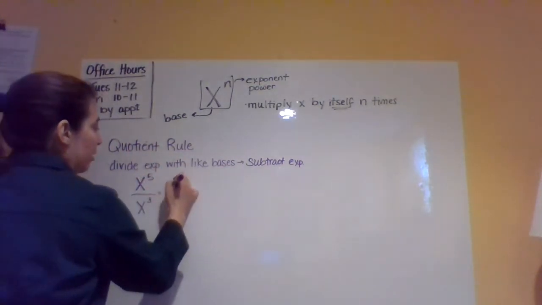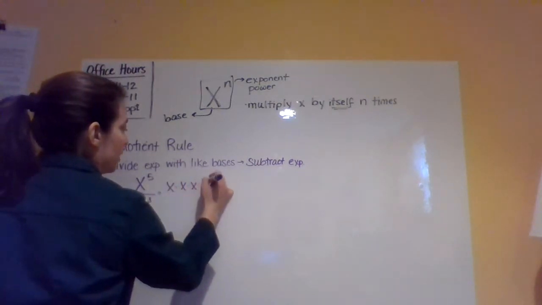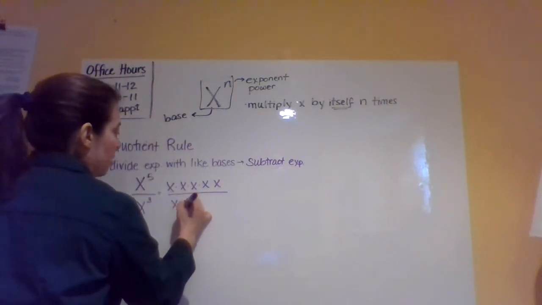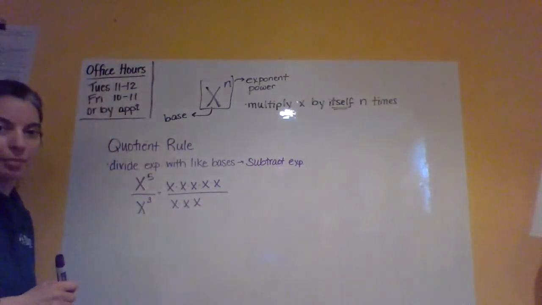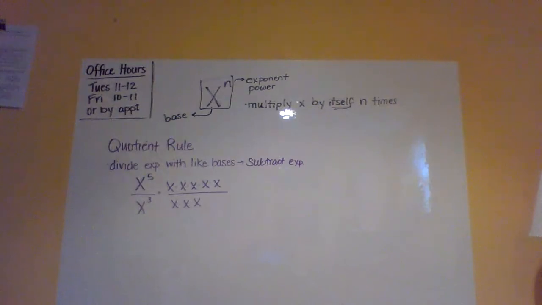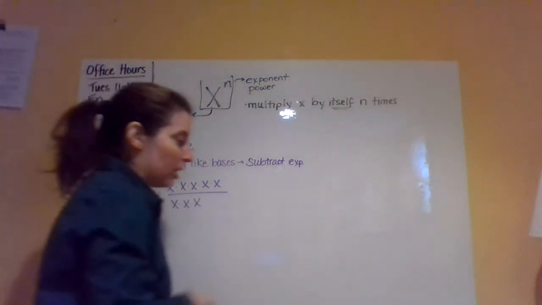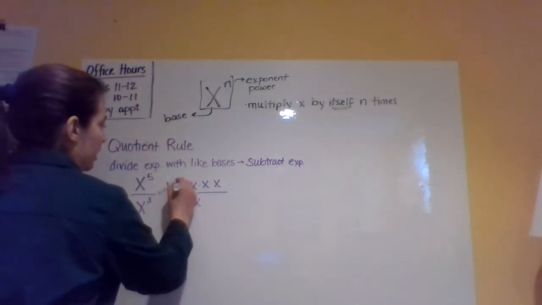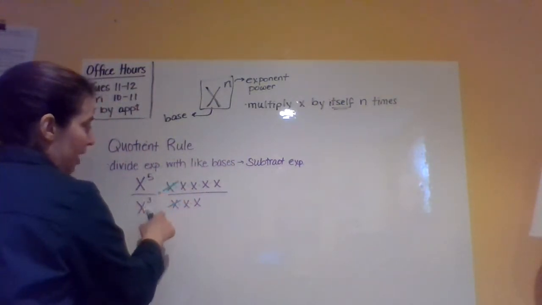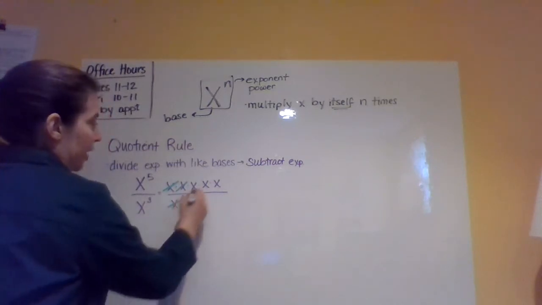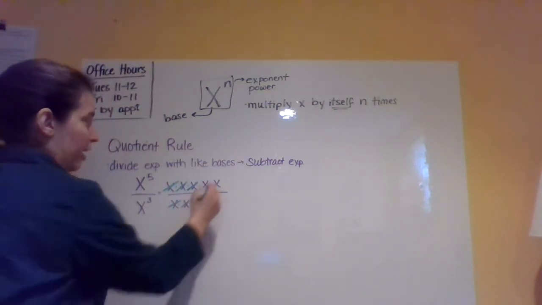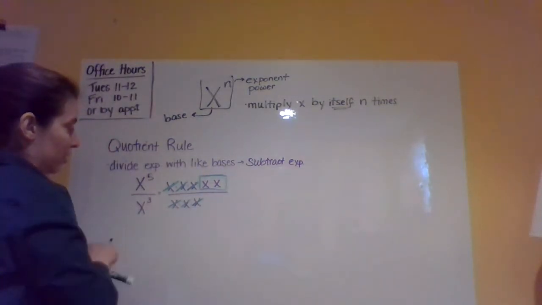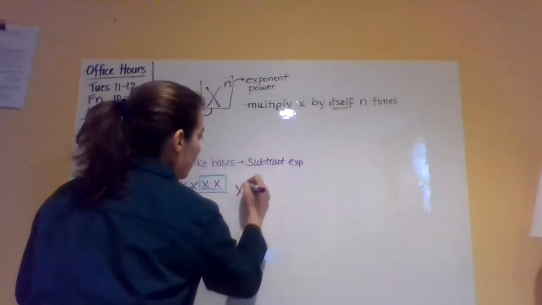So what does this mean? This means x multiplied by itself 5 times. And this means x multiplied by itself 3 times. Well, what happens whenever we have a factor on the top of a fraction and on the bottom of a fraction? I can cancel it out. So I can cancel out that x and that x, and that x and that x, and that x and that x. And what I have left is these 2 that did not get canceled out. That is x to the second power.